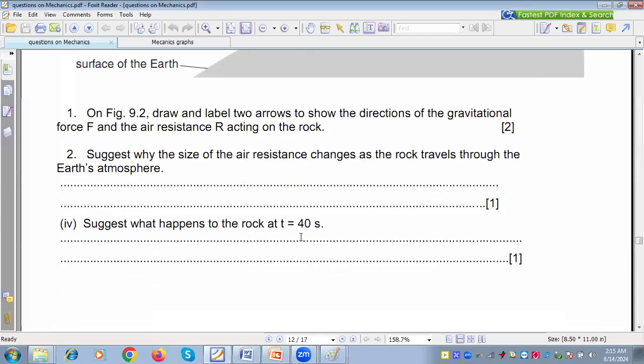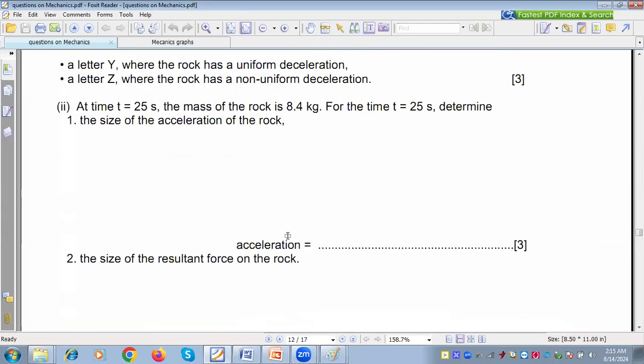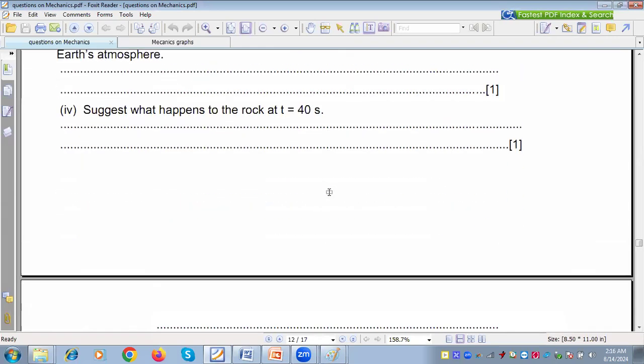Suggest what happens to the rock at t equals 40. At t equals 40, what will happen to the rock? It may stop. It may hit the surface of the earth.